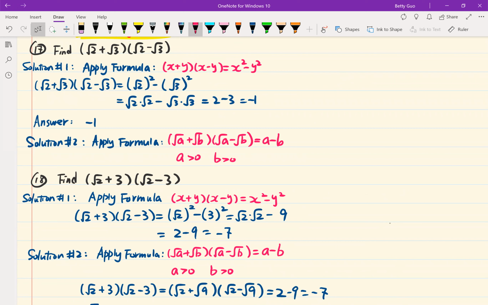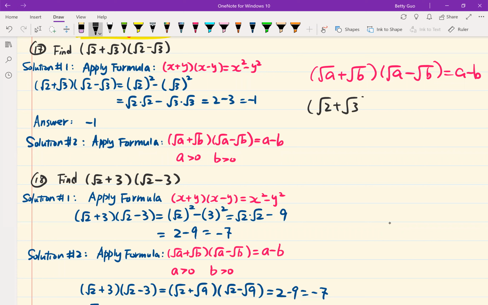In the class, we have a formula. Square root of a plus square root of b times square root of a minus square root of b equals a minus b. We proved this formula in the class. So we are going to apply this formula for number 17. Square root of 2 plus square root of 3 times square root of 2 minus square root of 3 equals 2 minus 3, which is -1, right? Yeah, so very straightforward if you know the formula. I will give you the formula during the test, so just apply it.